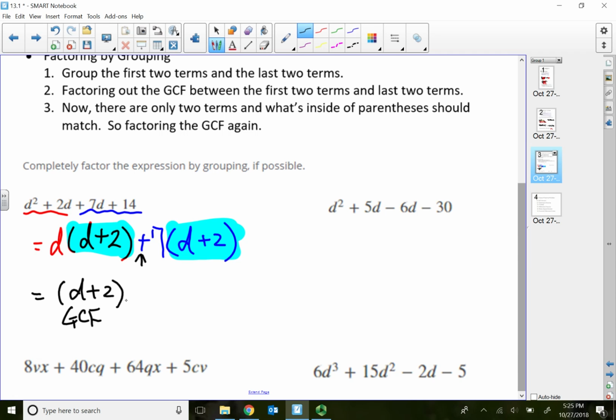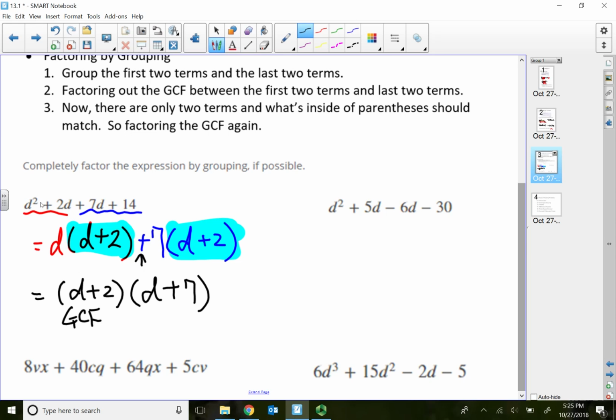So once we write the greatest common factor, we say times open parenthesis. Take the d plus 2 to the outside. The first term is just left with a d. Take this d plus 2 to the outside. The second term is just left with positive 7. So my answer is d plus 2 times d plus 7. Okay.